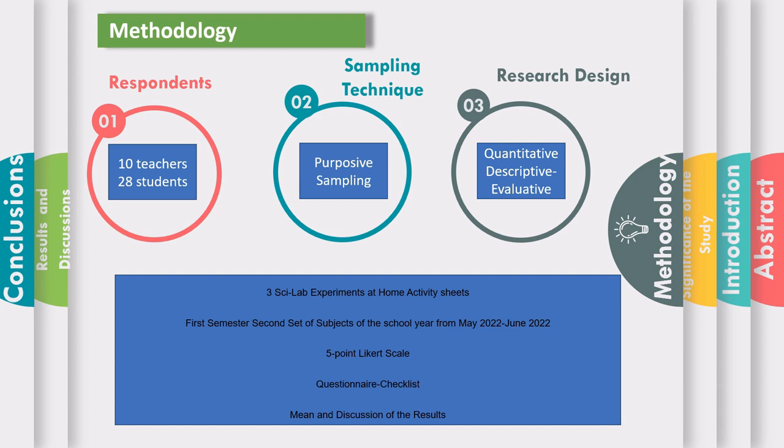The researcher utilized the three SciLab experiments at home activity sheets performed during the first semester, second set of the subject of the school year from May 2022 to June 2022. The 5-point Likert scale and questionnaire checklist were used. Mean and discussion of the results was used to determine the level of acceptability of the SciLab experiments at home.